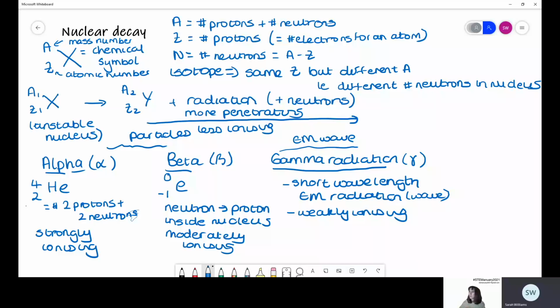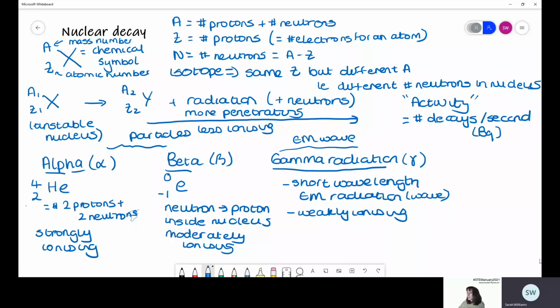So the first is the activity of a radioactive substance. Activity. And that's the number of decays per second that are occurring in a given radioactive substance. And this has a unit of what we call becquerels, Bq.